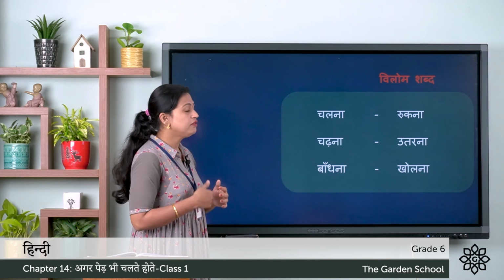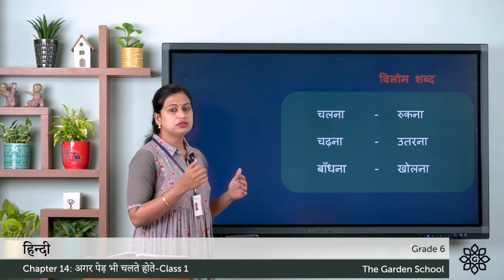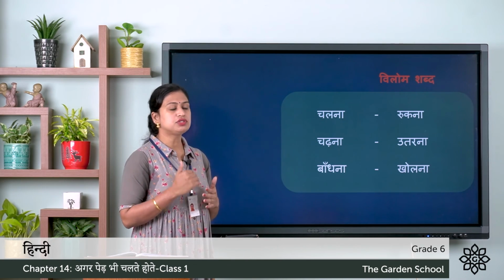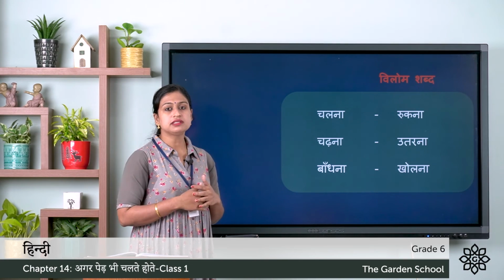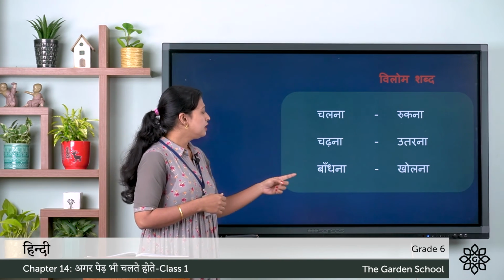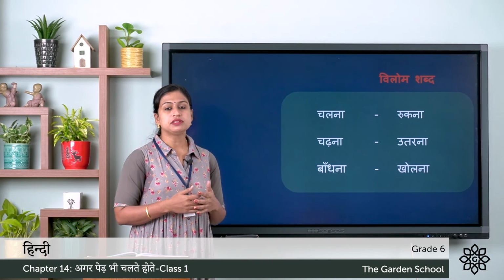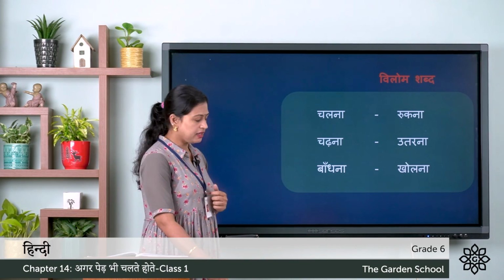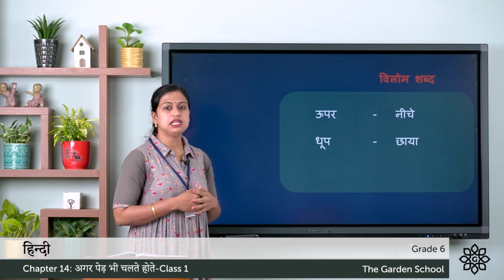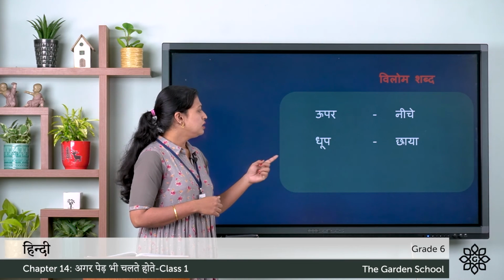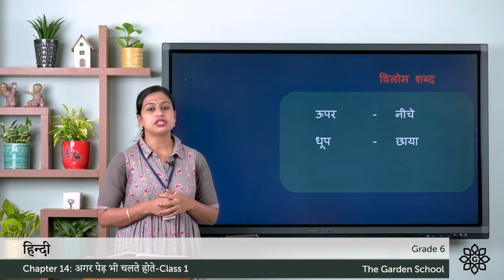Next we have the Vilom Shabd, and the words are Chalna means to walk, opposite is Rukna means to stop. Next word is Chadna means to climb, opposite is Utarna to get down. Next word is Bandhna means to tie, opposite is Kholna to untie it. Next one, Upar means up, opposite is Niche, which means down. Dhoop means sunlight, opposite is Chaya, which means shade.